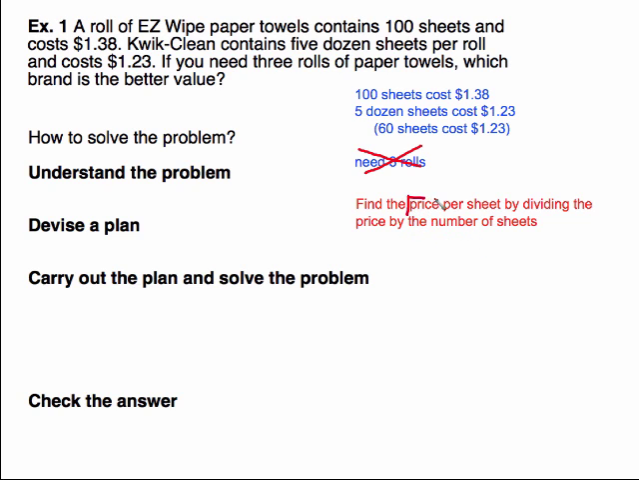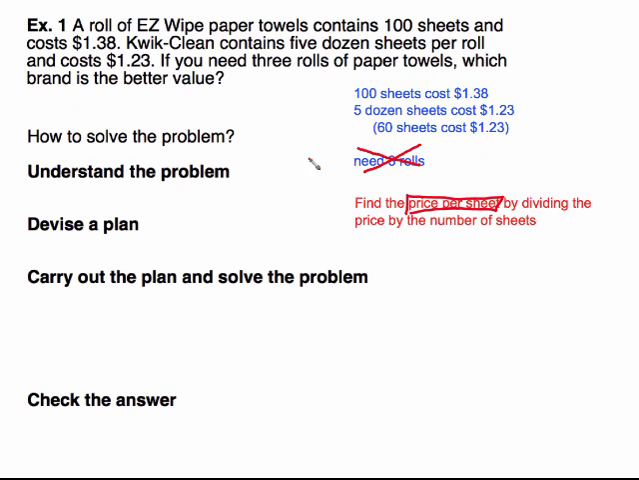Look at this, price per sheet. When you see the word per, we're talking division. So we just have to write out the division for both of those. So for Easy, we are looking at the price, which was $1.38 over 100 sheets. For Quick Clean, we were looking at a price of $1.23 for 60 sheets.